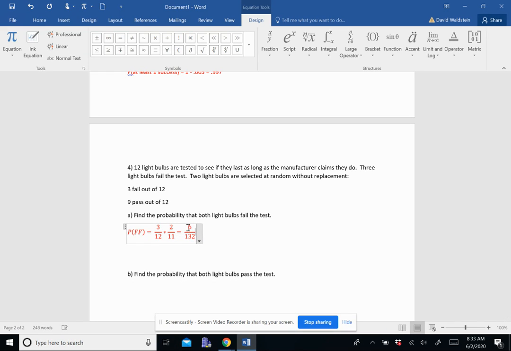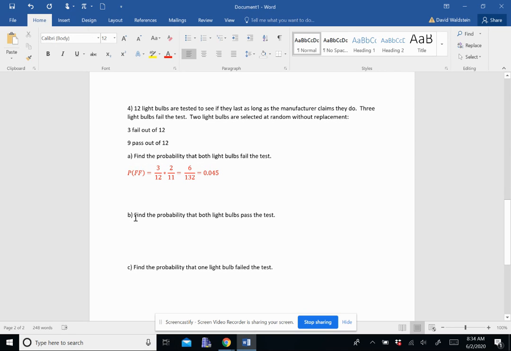So that gives me a probability of 6 out of 132, which is 0.045. So again, this is 2 out of 11 for the second failure because there's only 2 failing light bulbs left and there's only 11 total light bulbs left.